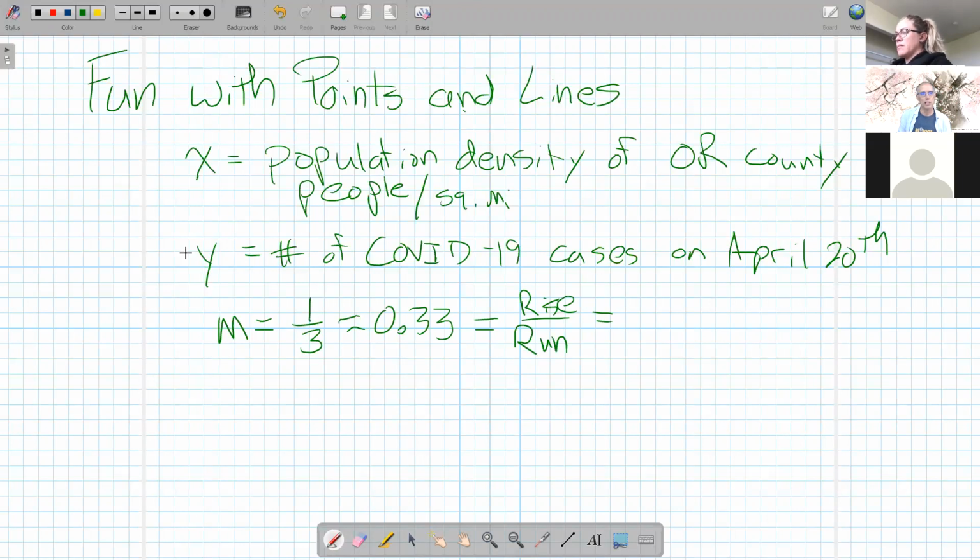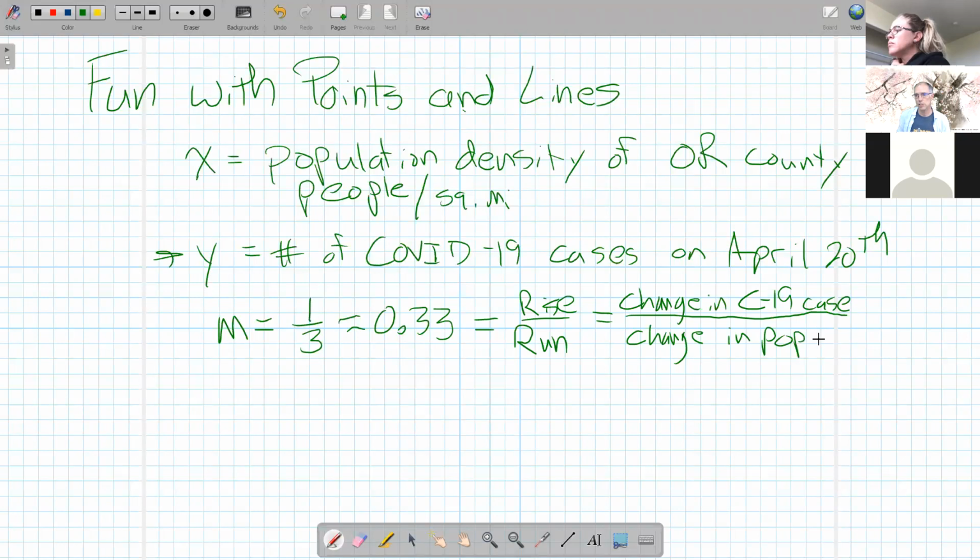And my rise here is related to the y, so that would be a change in COVID-19 cases. Because if you're rising, you're changing. And the rise could be a drop, by the way, but we usually use the word rise. And the run means any left or right movement. And so that's related to my population density. So that would be a change in population density.